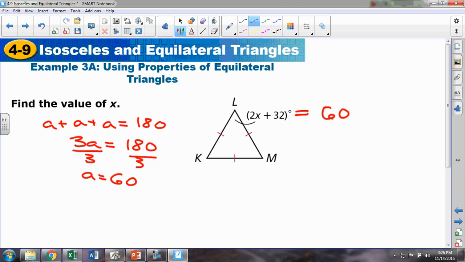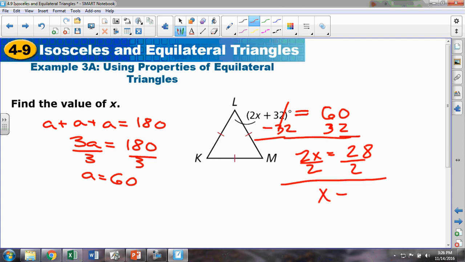So we could just solve one simpler equation. Subtract off 32, that's 2x, whoa, that's 2x equals 28. And then when we divide out by 2, we get the answer we were searching for. The value of x is 14. We're done.